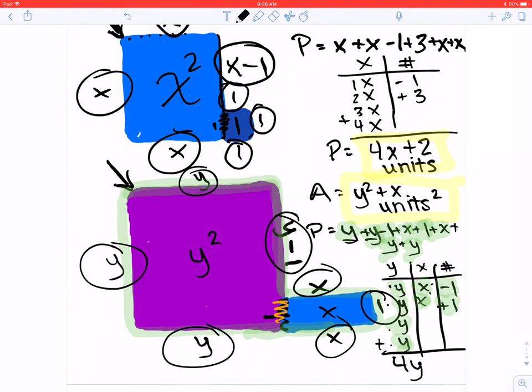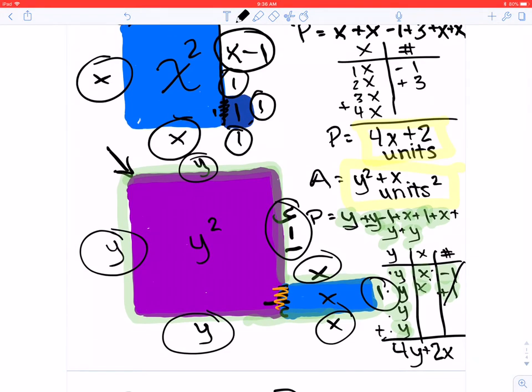I have 2 x's, and 1 minus 1 cancels out. So my perimeter is 4y plus 2x units.